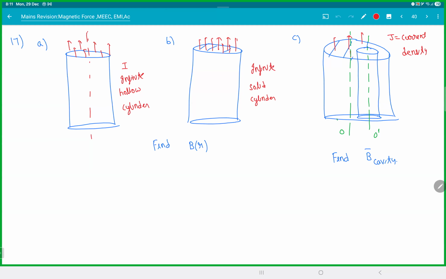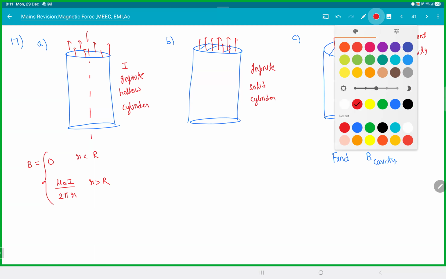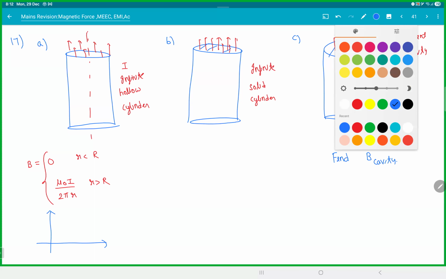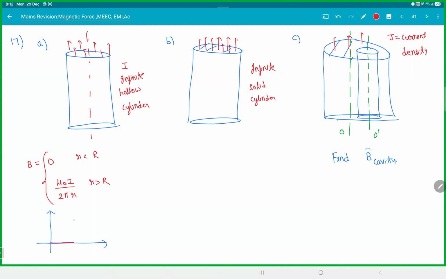Let's see. So this will be 0 for small r less than R, and it will behave like a wire outside, mu naught I by 2 pi small r for small r greater than R. The graph would kind of look like that of the hollow shell result. It would be 0, and then there'll be a discontinuity, and then it drops.